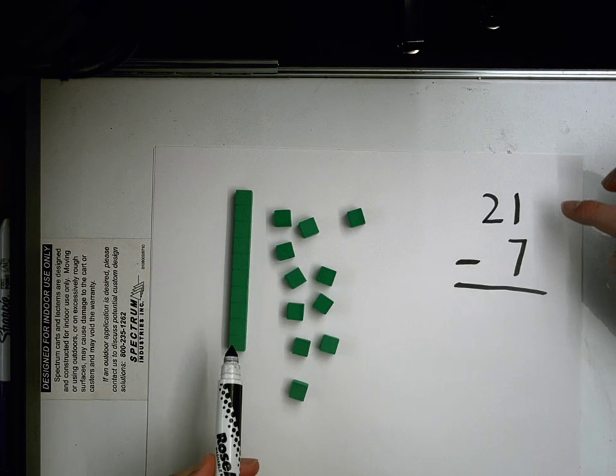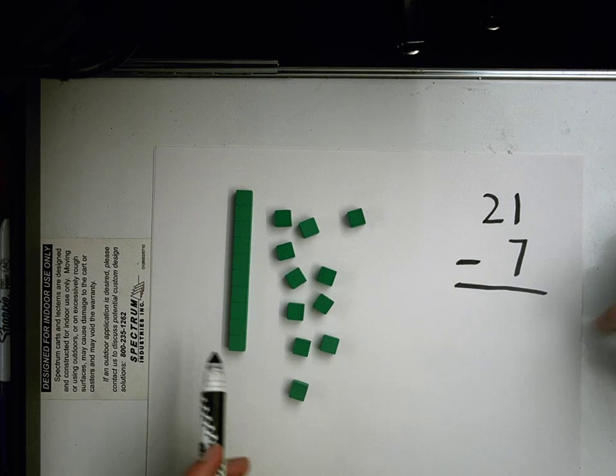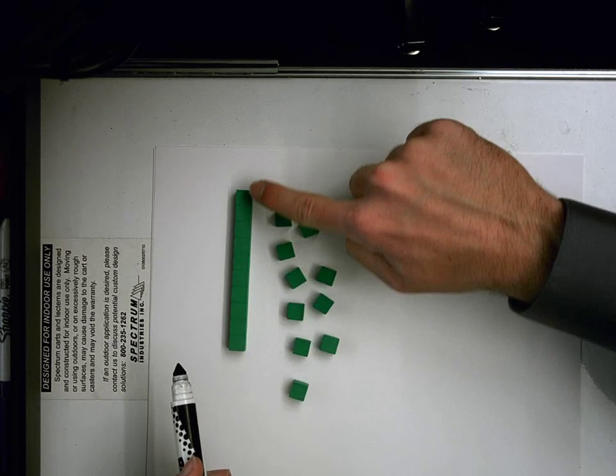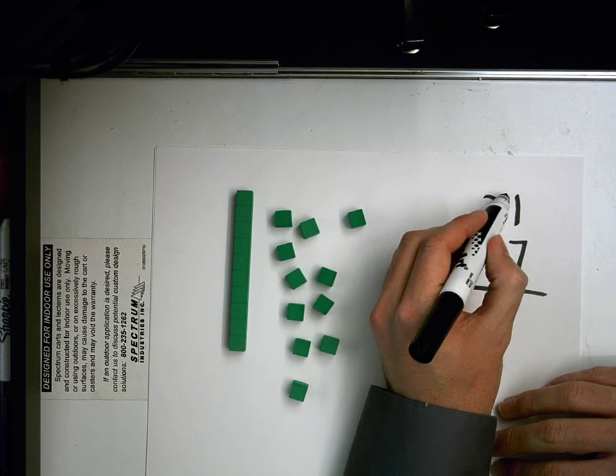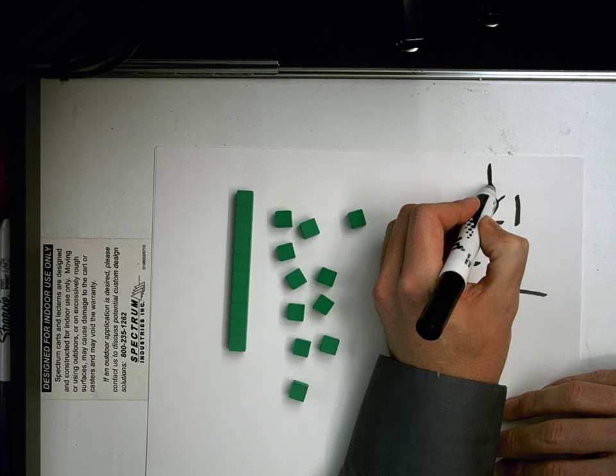I still have 21 blocks, because I just traded them, but I don't have 2 tens. I only have 1 ten left. So I cross out my 2, and I have 1 ten left.